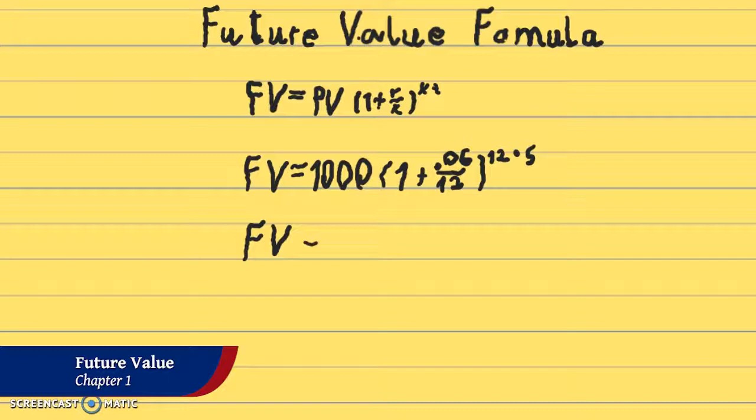And like any other mathematical expression, we're going to solve from the inside of the parentheses out, and we're going to find our monthly periodic interest rate, which is going to be about half of a percentage point. And there are going to be 60 compounding periods total over the course of this investment.